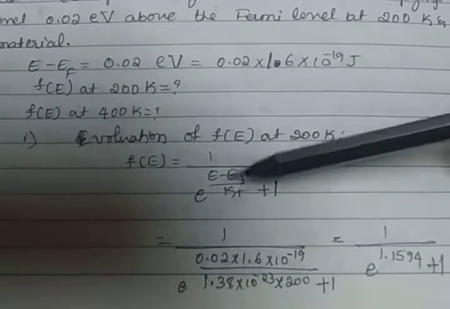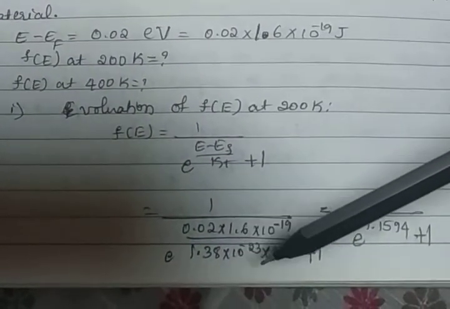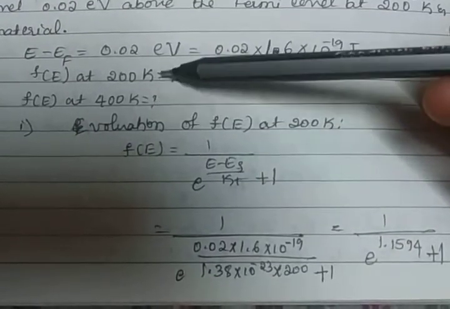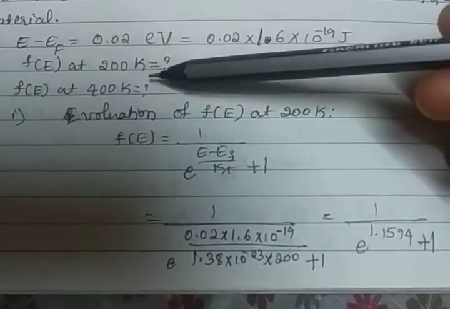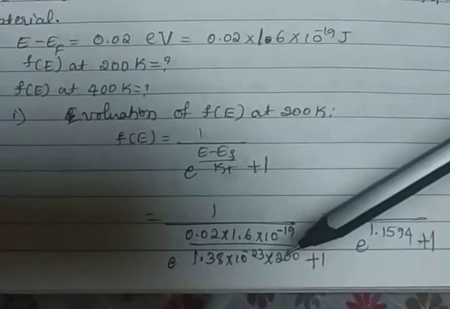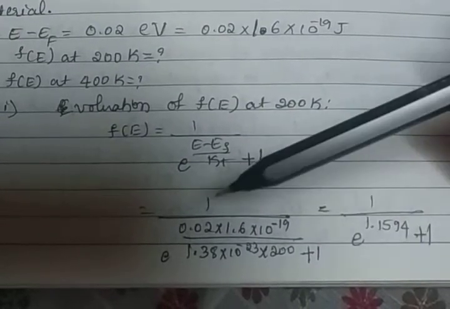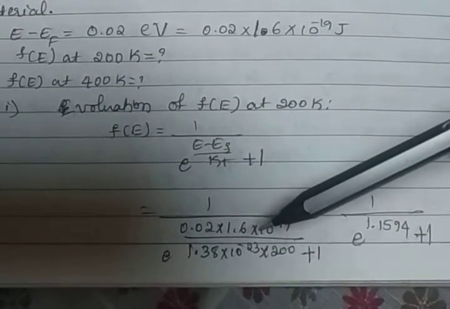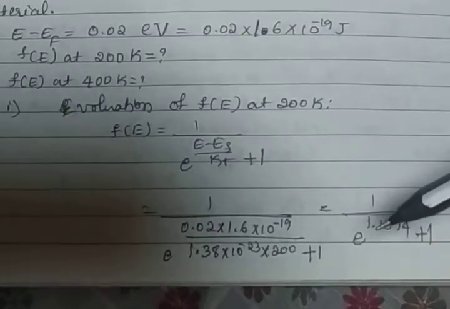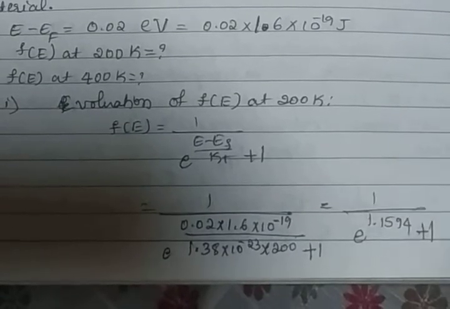Substitute here, and k is the Boltzmann constant, 1.38 into 10 power minus 23. T is here two temperature values given, so calculate 1 by 1, first temperature 200, so put it here, plus 1 is equal to, simplifying this answer, first multiply these values. Okay, you will get 1.1594 plus 1, exponential of this answer.